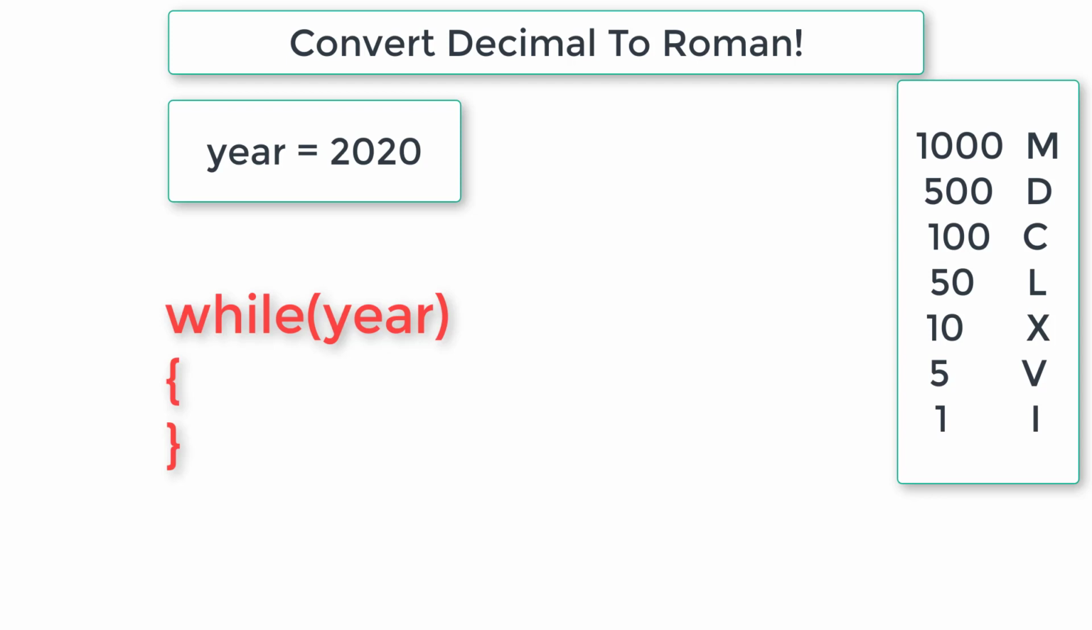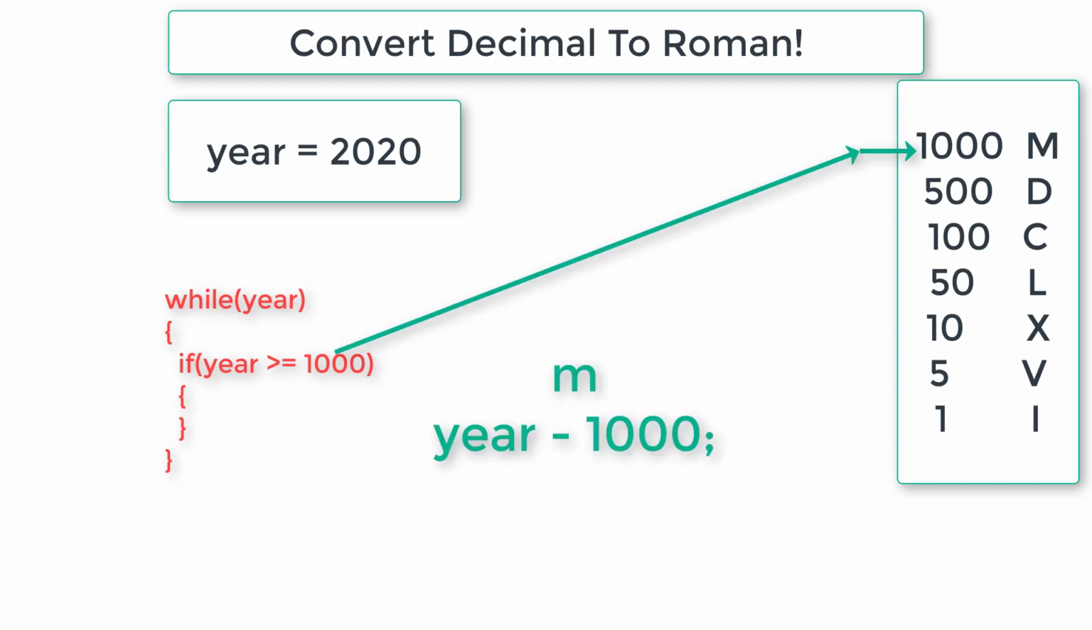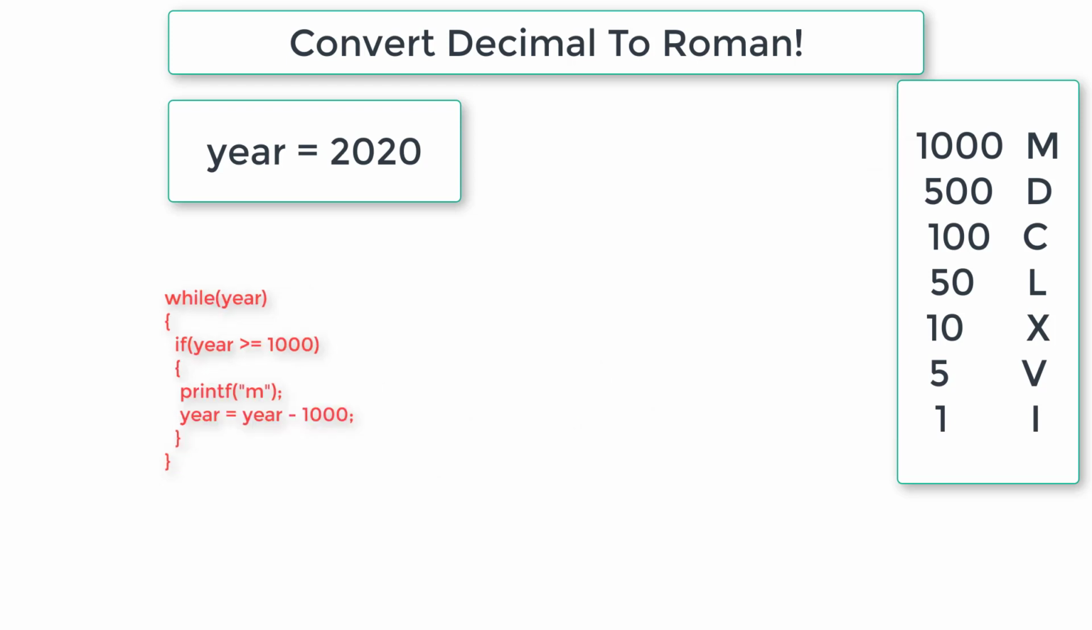Inside this while loop, I'll check if the year is greater than or equal to 1000. That's the maximum number. If that's true, and in our case it's true, inside this if condition I'll print out the Roman equivalent for 1000, that is M, and subtract 1000 from the year. This leaves us with year 1020, because 2020 minus 1000 is 1020.